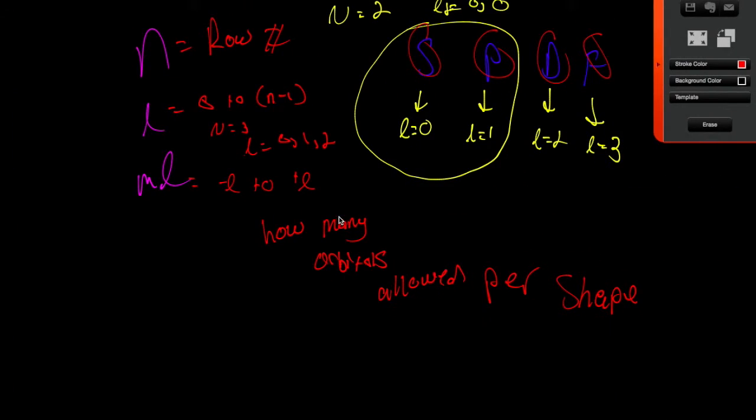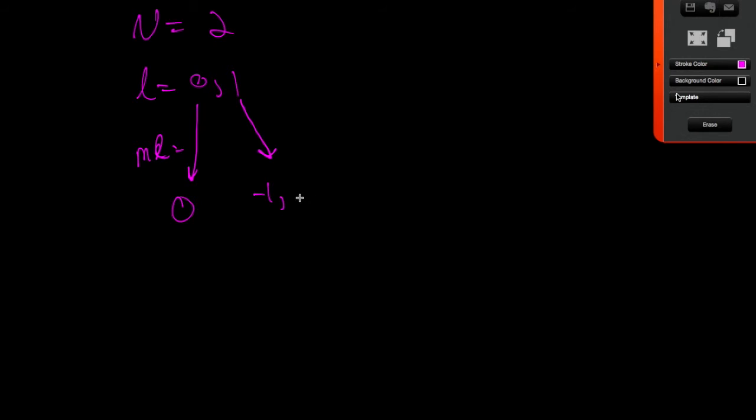Okay, so let's just do a quick example. Alright, and I'll prove exactly what I'm trying to get across. So let's say n is equal to 2, okay? L means that it could have multiple values. It could be 0 or 1, okay? For m sub L, we could do m sub L values for 0, and that would just be 0. And we could do m sub L values for 1, and that would just be negative 1, 0 to positive 1, okay? Each single number that you see refers to an orbital.